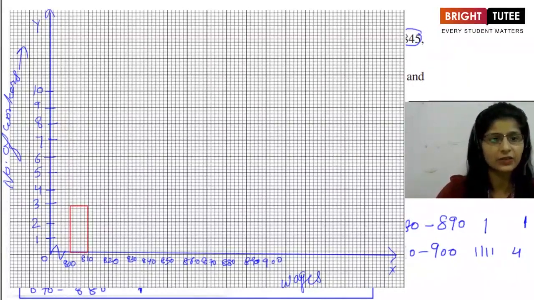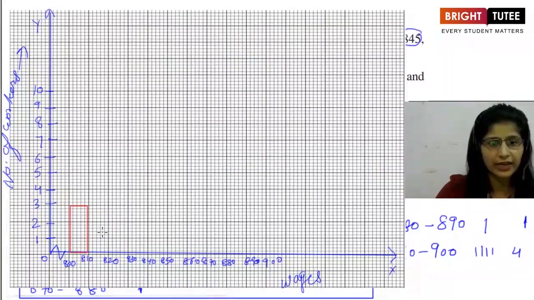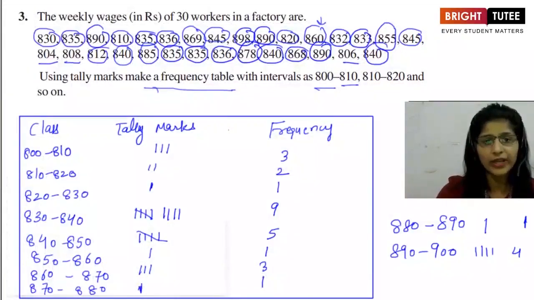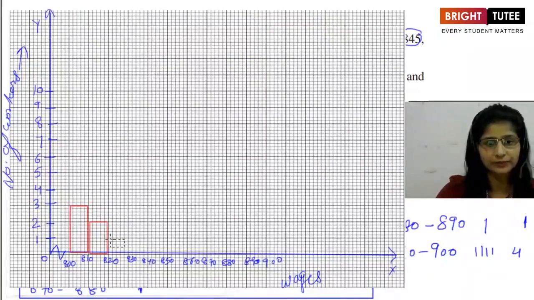The second class interval, as we see here, is 810 to 820. In that we have 2. So 810 to 820, we will draw a bar like this, right? 820 to 830, just see here, we have 1, right? So let us make it 1.